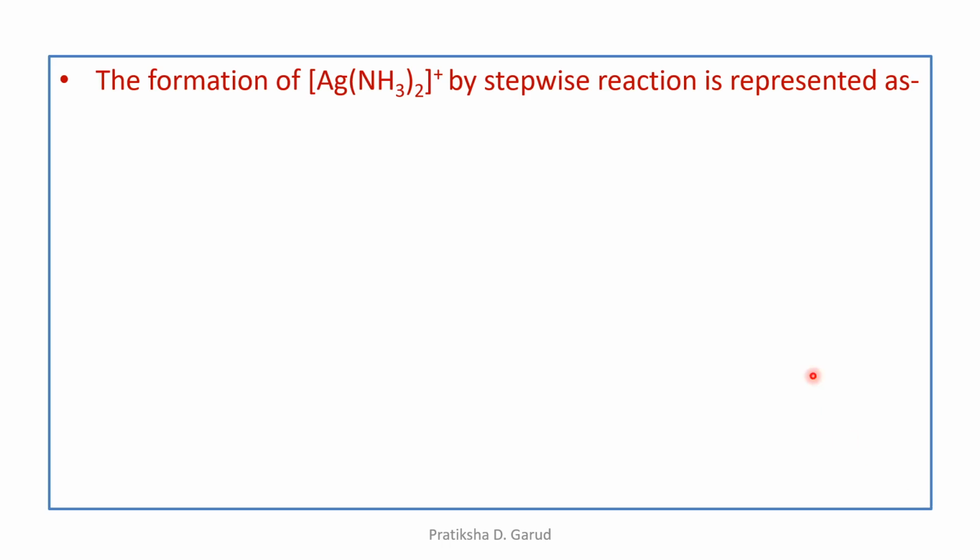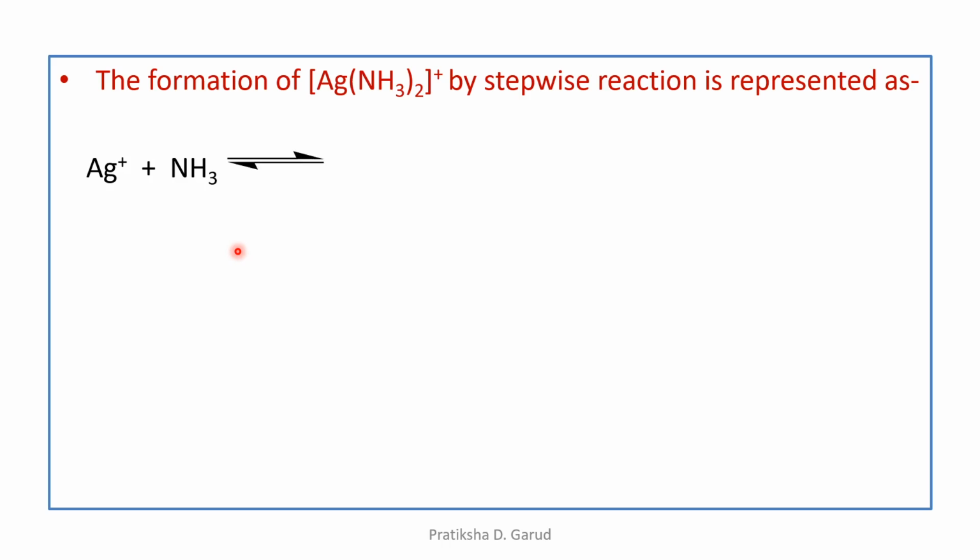That is the formation of [Ag(NH3)2]+ by stepwise reaction, which is represented as follows. First of all we have Ag+, that is the metal, plus a ligand, that is NH3, one metal and one ligand.